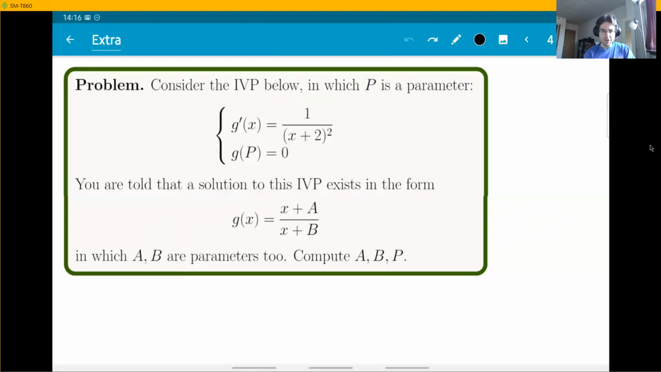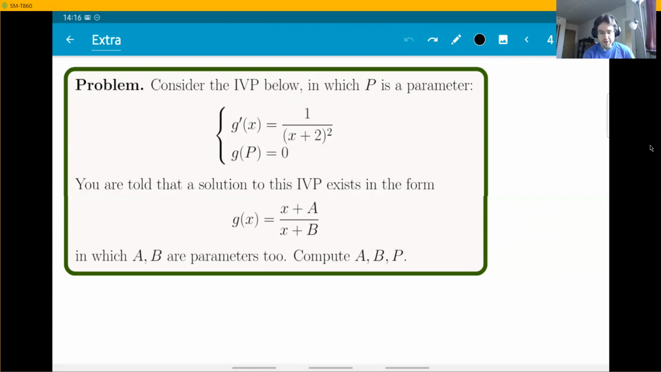So this is for a function g whose derivative is this. And g of p is 0, but we don't know what this p is going to be yet. Now you're told that a solution exists in this form where a and b are also parameters. Compute a, b, and p. So we're not being asked to solve the IVP. We want to find the parameters a, b, p.